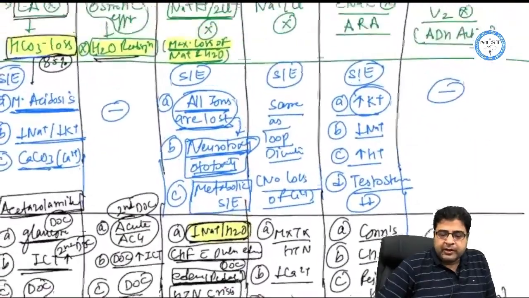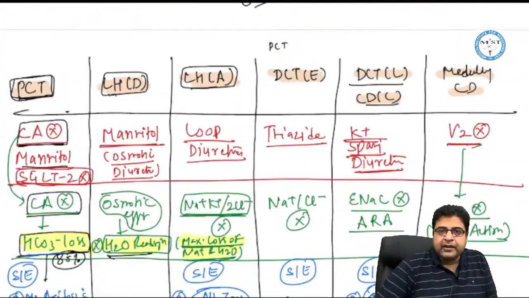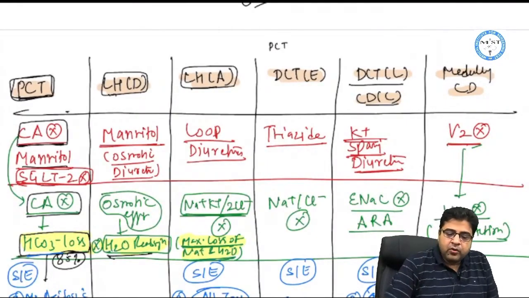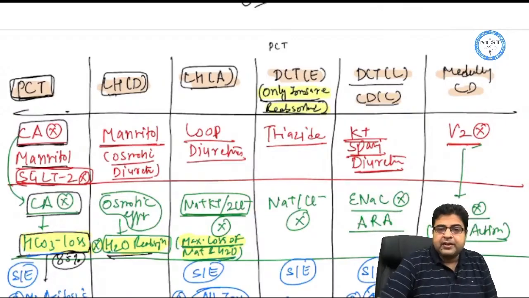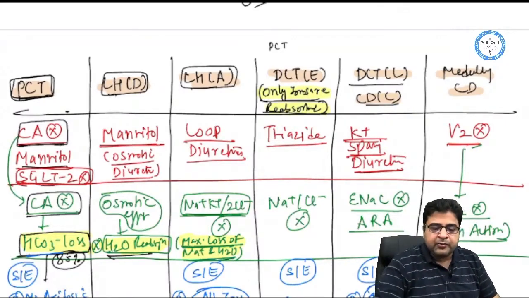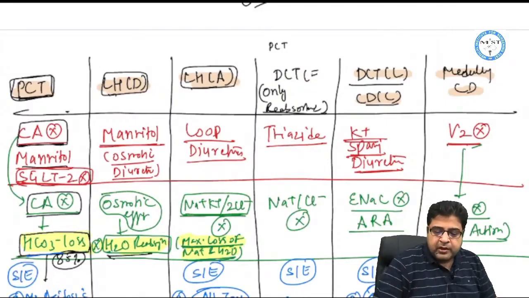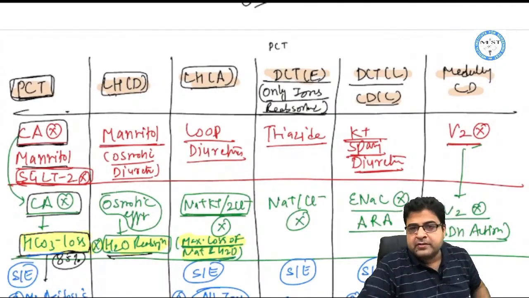Now, if we talk about the next topic, medicines which act on the early DCT. From this portion of the kidney, the early DCT, only ions are reabsorbed. The water is not reabsorbed. We discussed this point, and it is a very, very important point over here. In the early part of DCT, only ions are reabsorbed, not water.